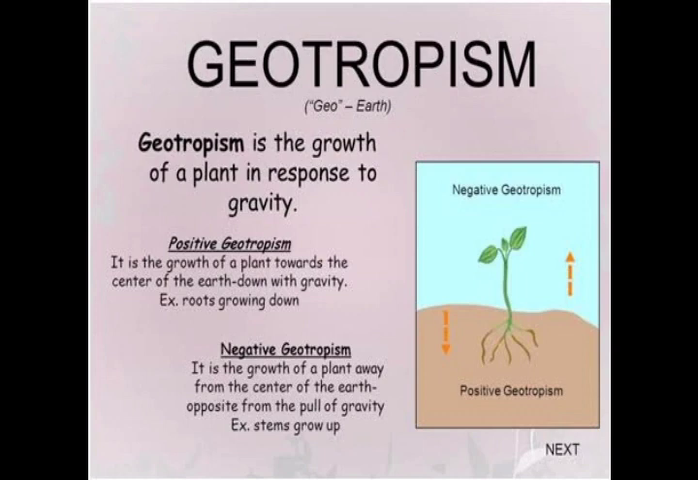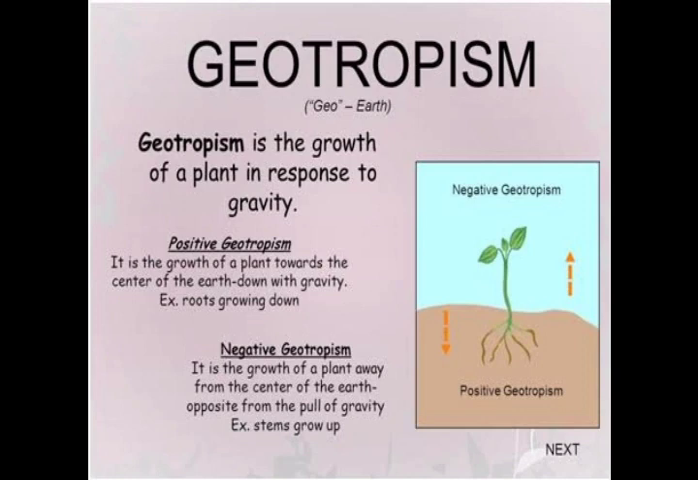As you can see in this picture, geotropism is the growth of a plant in response to gravity. Geo means earth. So what is geotropism? Growth of plants in response to gravity, means towards gravity. Again, geotropism is of two types: positive geotropism and negative geotropism. Positive geotropism is the growth of a plant towards the center of the earth, down with gravity. Example, a root growing down. Root is always growing down towards the earth.